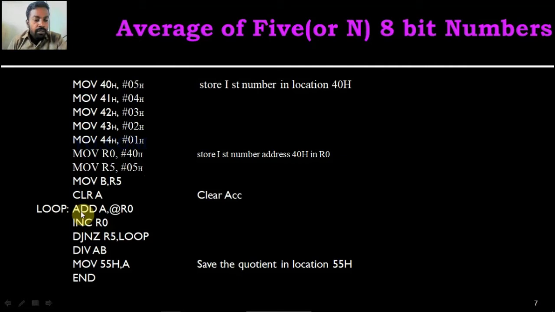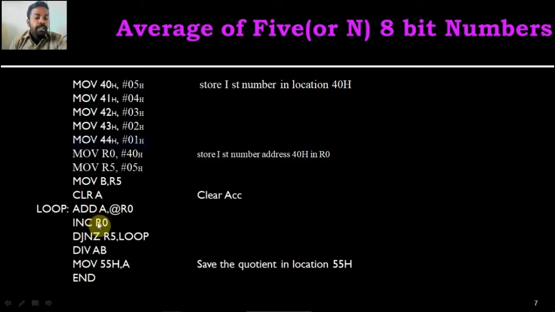So that is ADD A, @R0. R0 points to 40, that is a memory address. @R0 means the memory address containing the data is added with the accumulated data. Initially the accumulator equals 0, so 0 plus 05, now the accumulated data is 05.